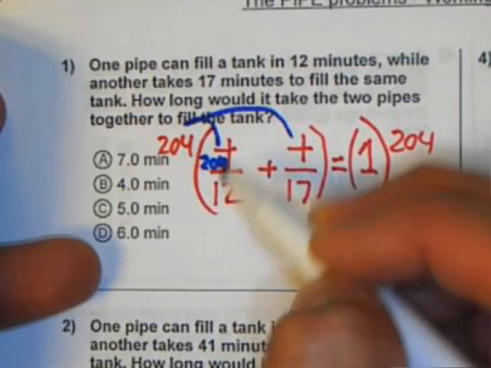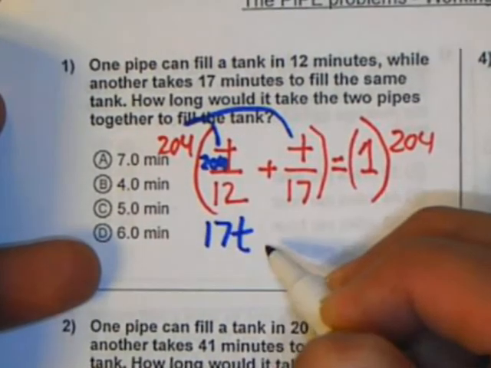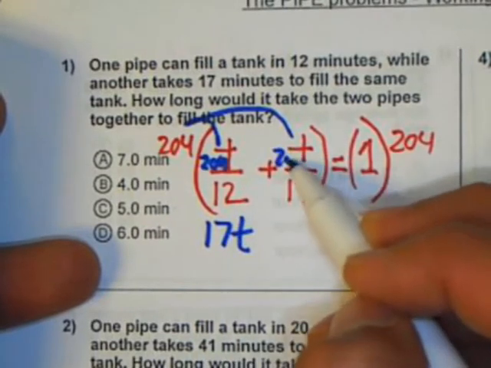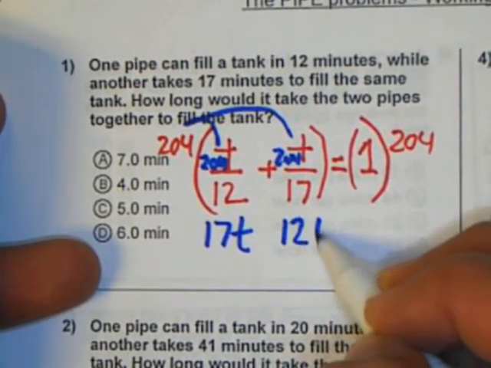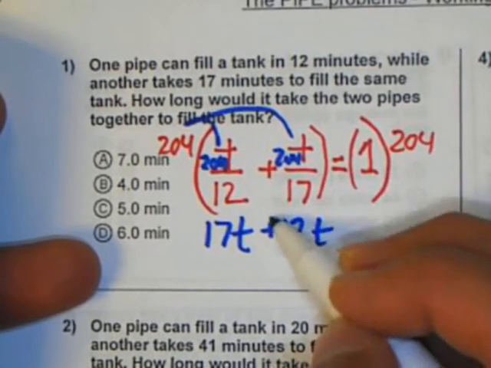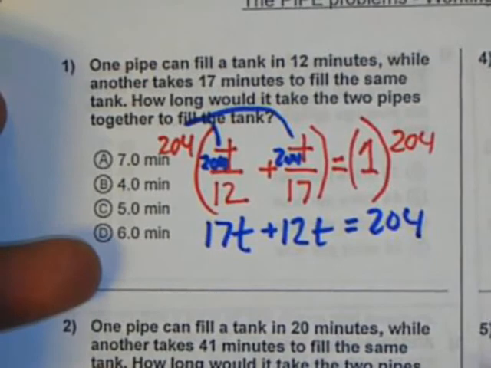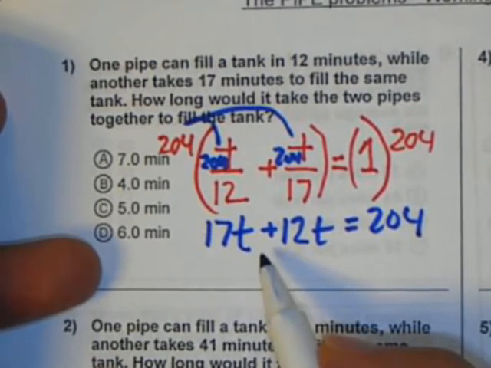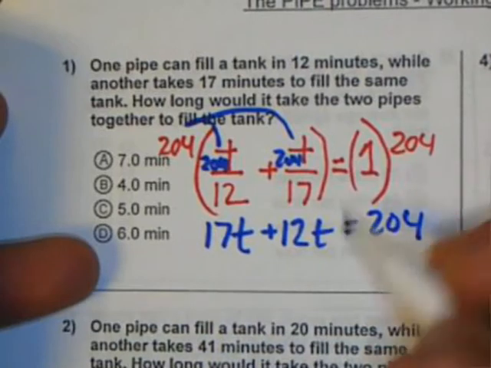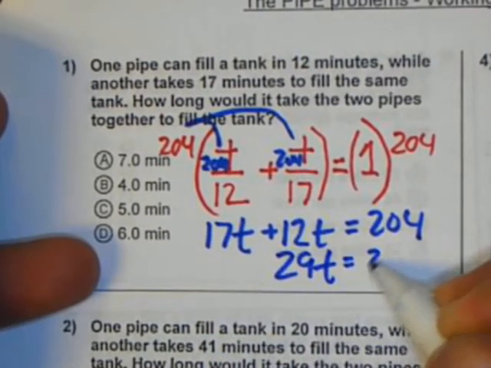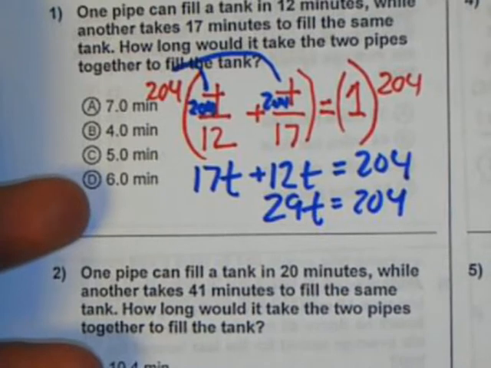What's 204 divided by 12? That's 17. T. What's 204 divided by 17? Oh, that's 12. T. Plus equals 1 times 204 is 204. I'm going to add these two together now. They're like terms. What's 17 plus 12? There you go. Last step, divide by 29.